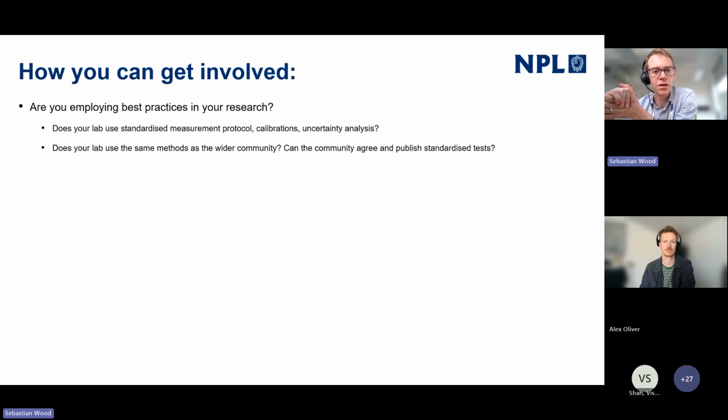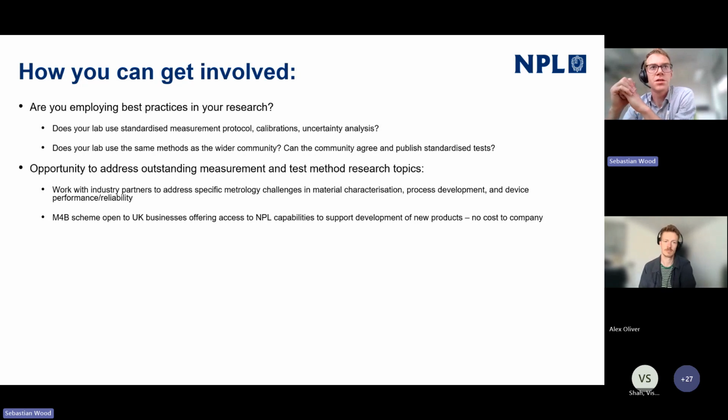So in certain fields, there have been quite concerted efforts for academics and RTOs, research technology organizations, to work together in defining protocols to make sure that results are comparable and to build consensus in a community at quite an early stage, so for university research rather than commercial technologies. There's also an opportunity to address some of these outstanding measurement and test topics. So that list I've just shown you, these are good topics where we understand quite well what the needs are. And so I would encourage particularly a focus on tackling these challenges, even at the very basic metrology and method development end.